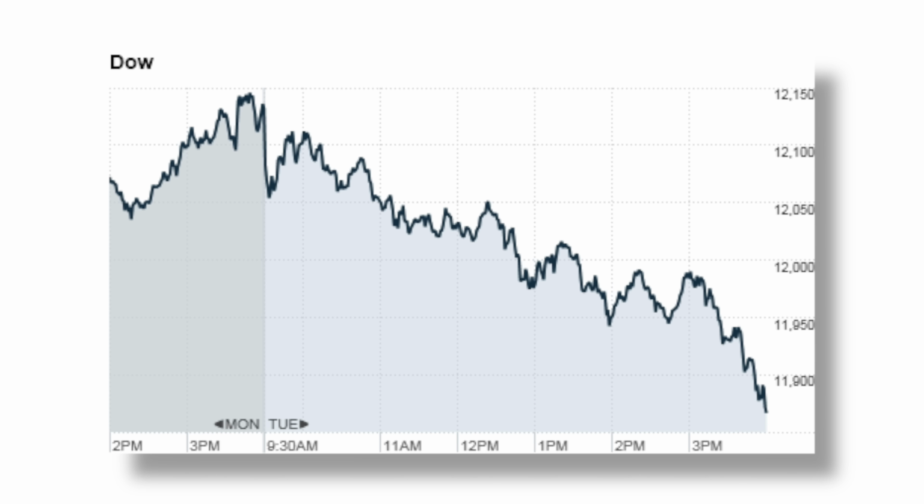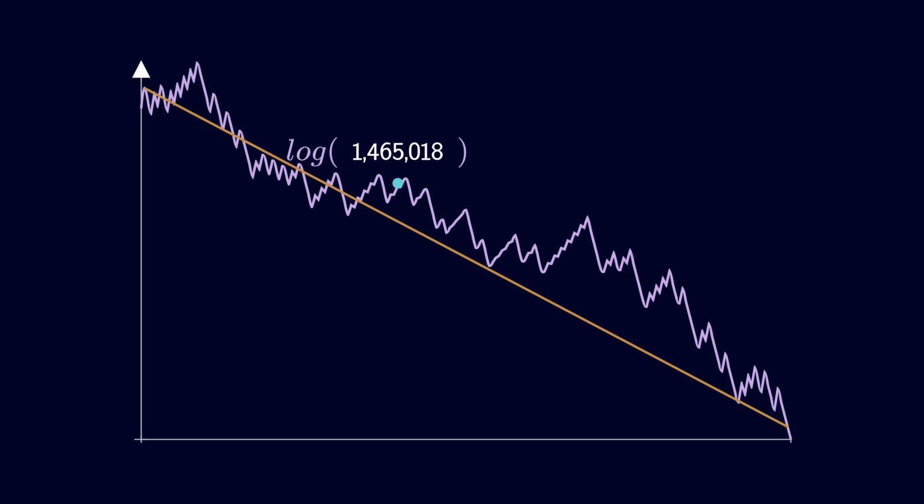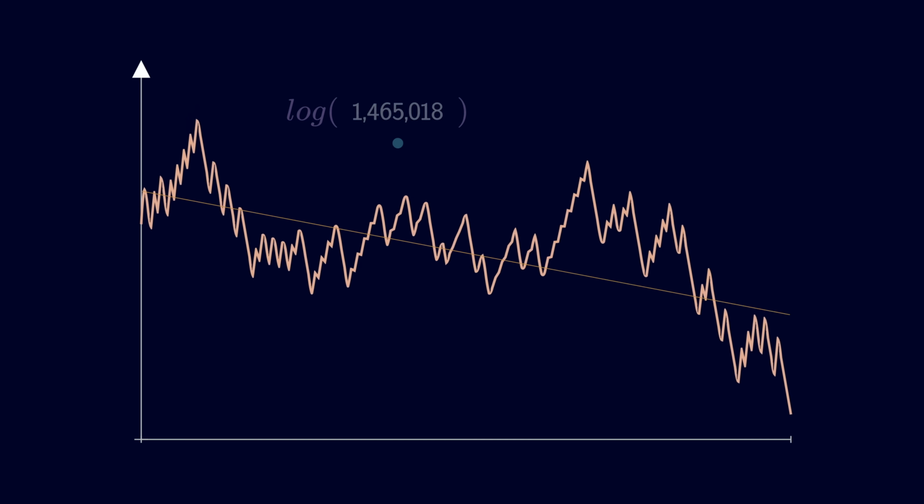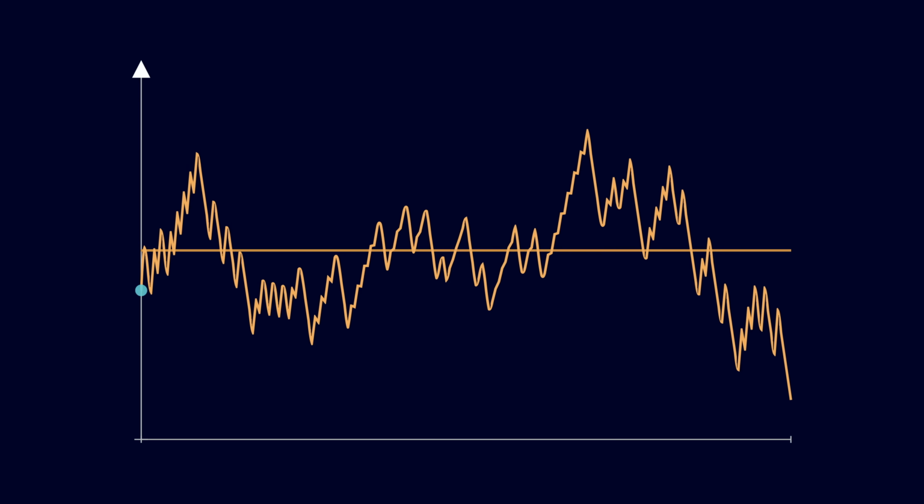And this is no coincidence. Both are examples of geometric Brownian motion. That means if you take the log and remove the linear trend, the fluctuations are random. It's like flipping a coin each step. If the coin is heads, the line goes up. Tails, it goes down.